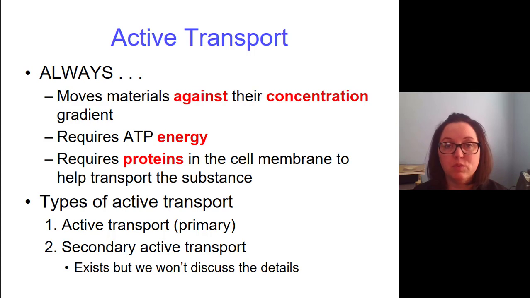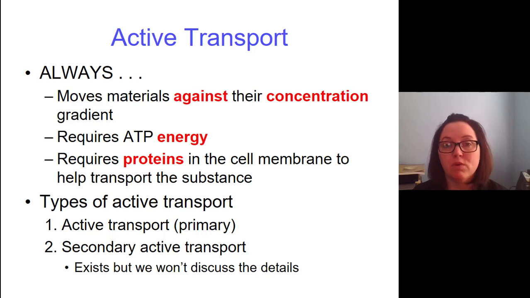With passive transport, we were moving substances with the concentration gradient. So we were moving things from an area of high concentration towards an area of low concentration while going across the cell membrane. With active transport, we're moving materials against the concentration gradient, right? And because we're going against this natural energy force of the environment, we have to supply energy.